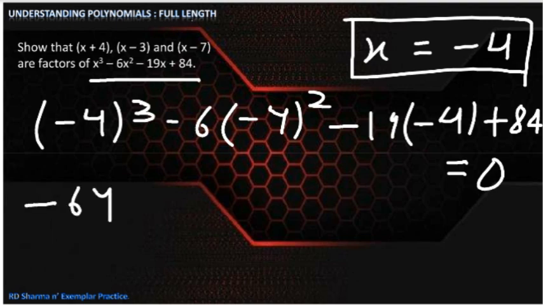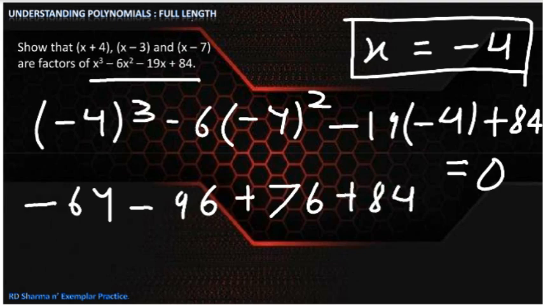माइनस 64 माइनस 96 माइनस एंड यहाँ पे 2 माइनस है, सो माइनस माइनस इज एक्चुअली प्लस 76 प्लस 84 and this equals to 0. Since this equals to 0, it is verified that x plus 4 is a factor of x to the power of 3 minus 6x squared minus 19x plus 84.